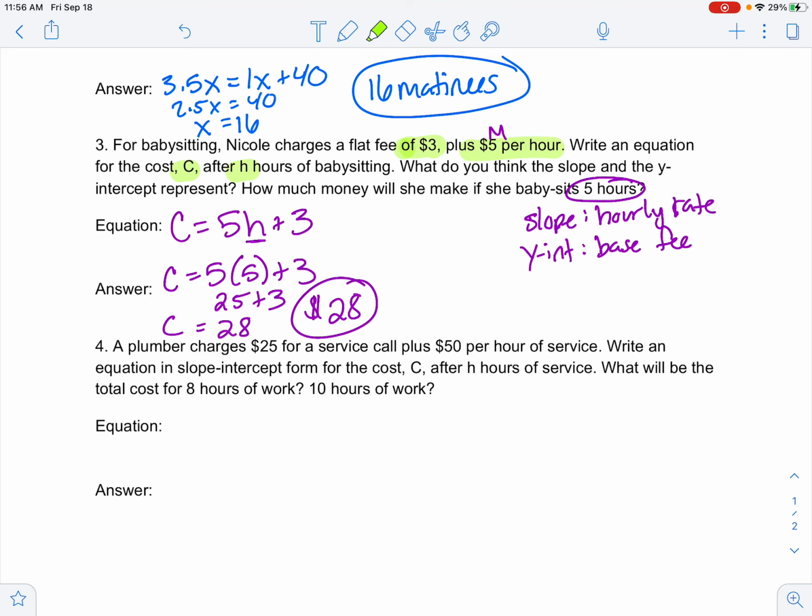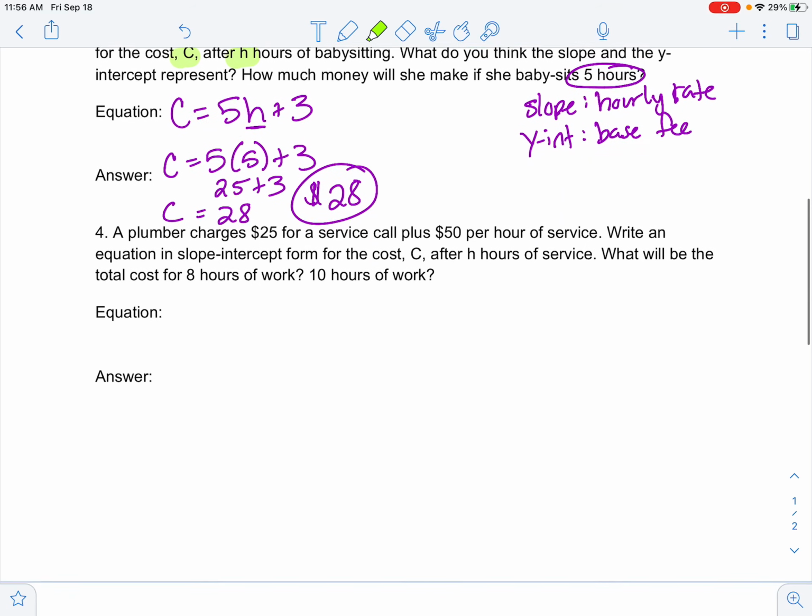Okay, let's look at the last one. A plumber charges $25 for a service call and $50 per hour. Write an equation, slope-intercept form, C cost after H hours. Okay, so C cost, let's see. Whoops. We have our C equals. What would our rate be? Our rate would be the per hour. So this would be my slope. So I have 50 per hour. Plus, we're charged what? $25 no matter what, just to go out.